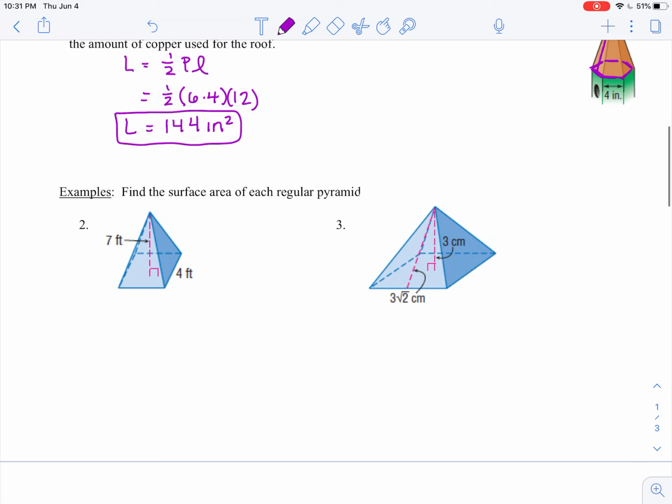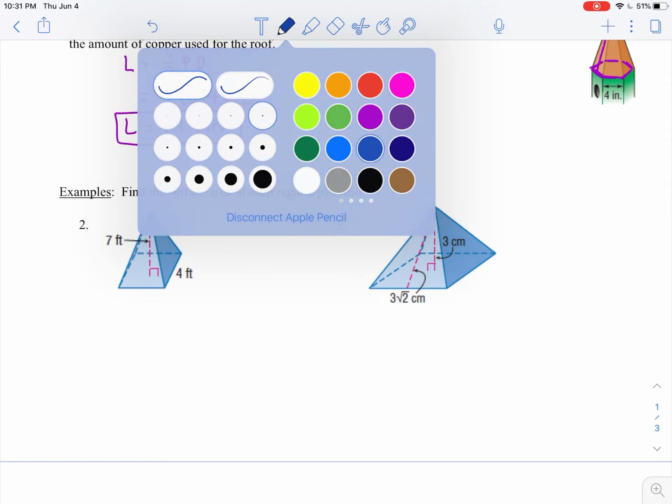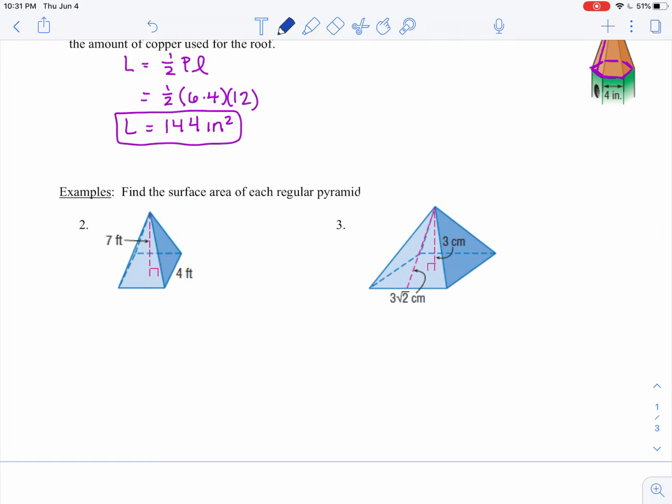Questions 2 and 3 ask you to find the surface area of the regular pyramid. So both of these have regular bases. Question number 2, we have a square base. It looks a little bit distorted, but it is in fact a square. It's just the angle that you're viewing the image. And we also know that's true, of course, because the directions told us that we have a regular pyramid.